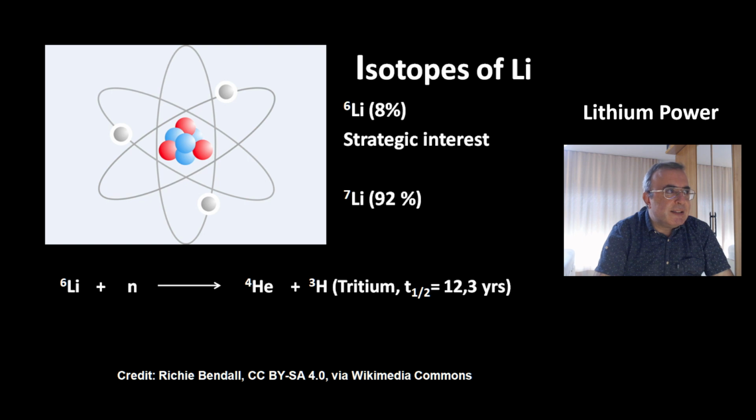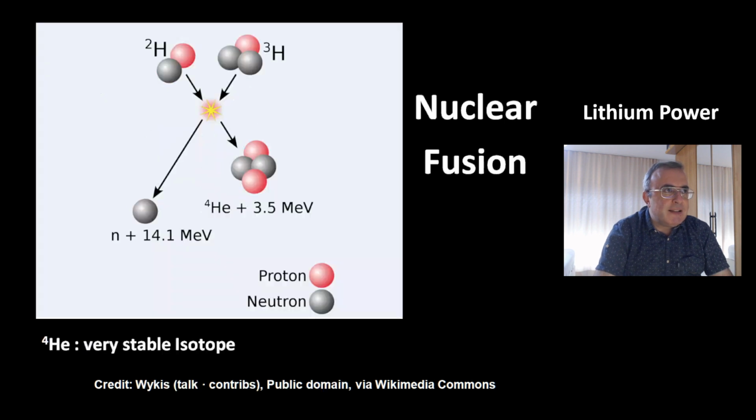Lithium 6 is used for production of tritium. You can hit it with a neutron that gives you helium 4 and tritium. And this is what you can use tritium for.